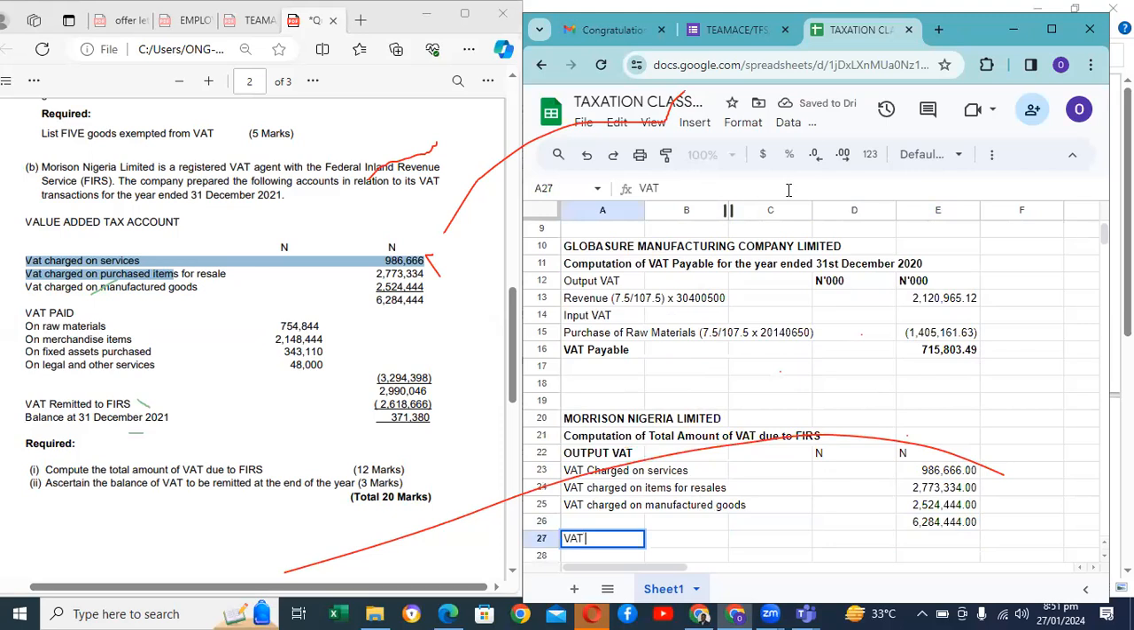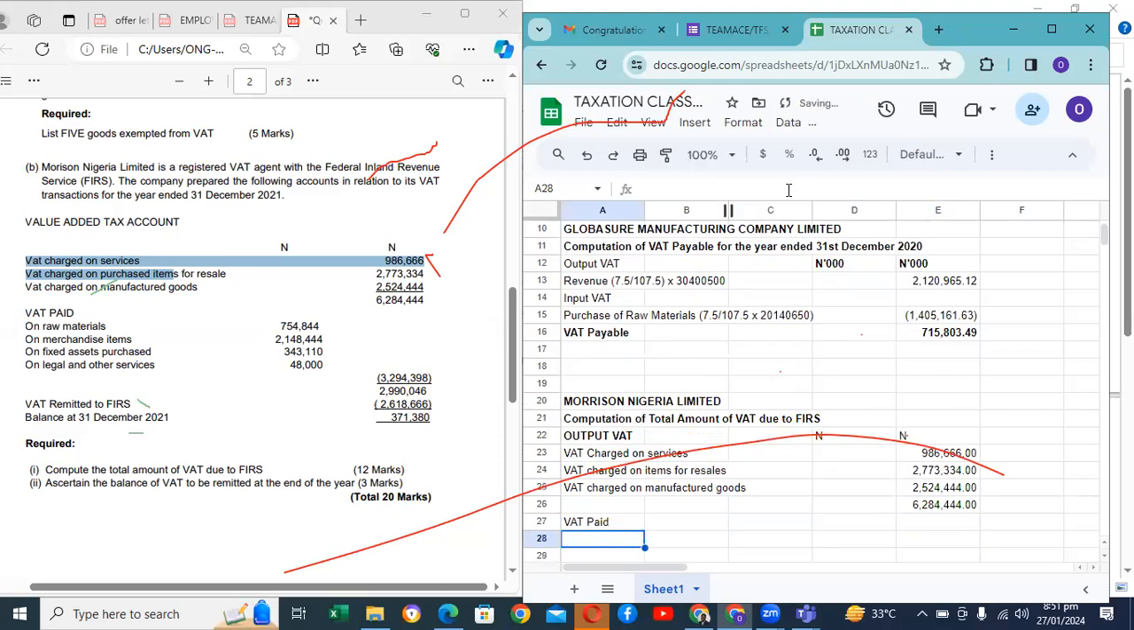Then we have VAT paid. This is where that's your input VAT. What you pay. You pay on purchases, right? That's input VAT. Now let's go ahead. VAT on raw materials. Does it form part of sales? Yes. How much is that? 754,844.